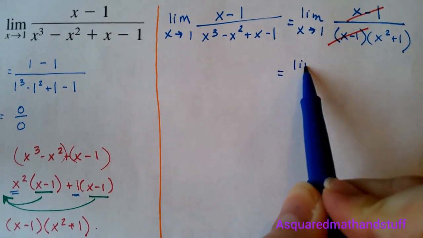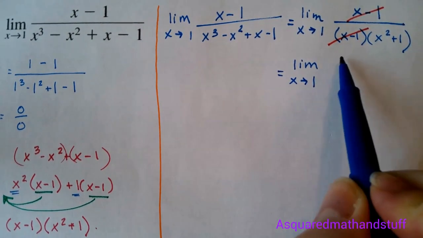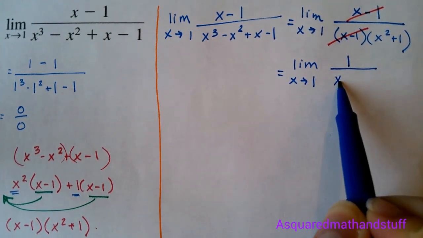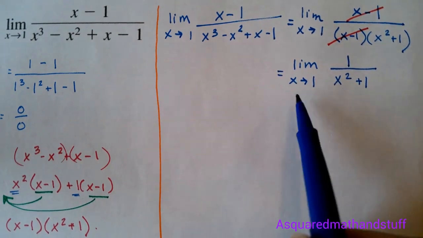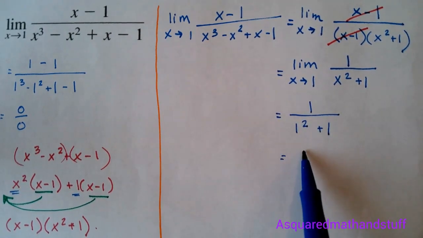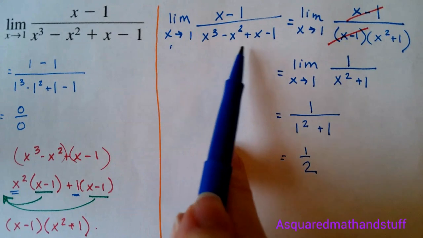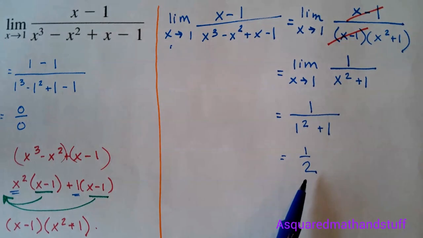We then have the limit as x approaches 1, still writing that limit because we have not substituted in. We're left with a 1 in the numerator, and the denominator is x squared plus 1. At this point, because it's as simple as I can get it, now I plug in my 1, so I drop the limit. I then have 1 over 1 squared plus 1, or 1/2. So our limit as x approaches 1 of x minus 1 all over x cubed minus x squared plus x minus 1 is equal to 1/2.